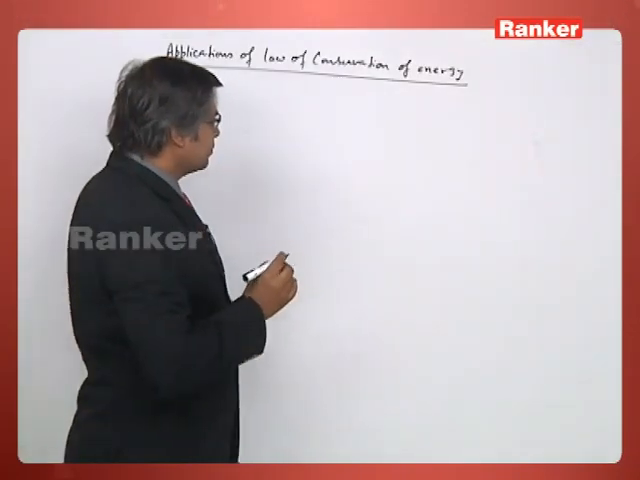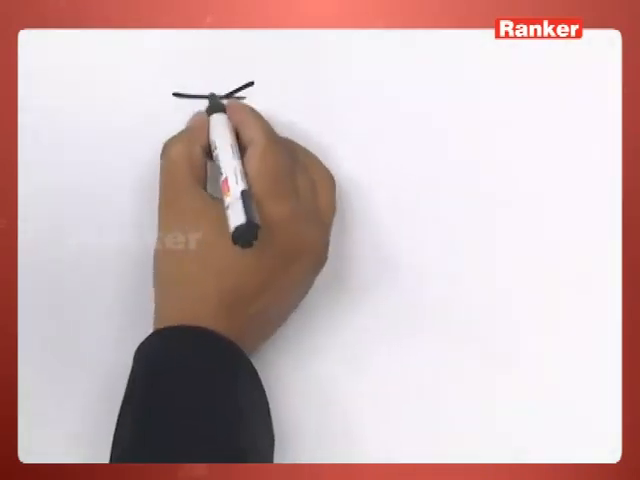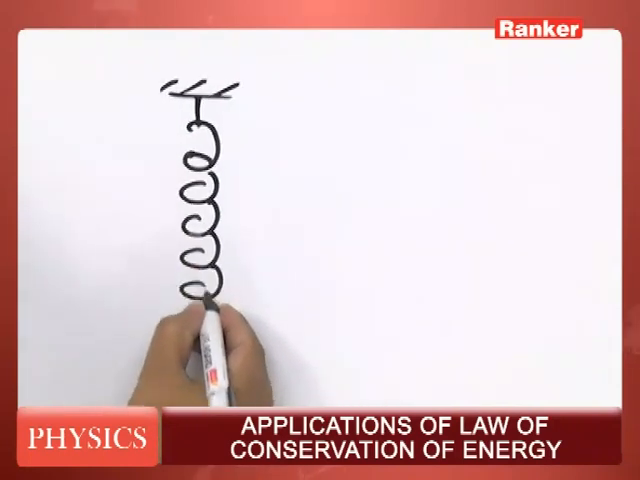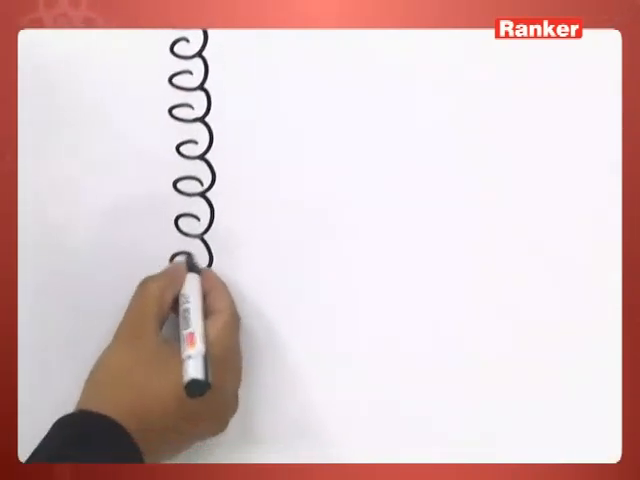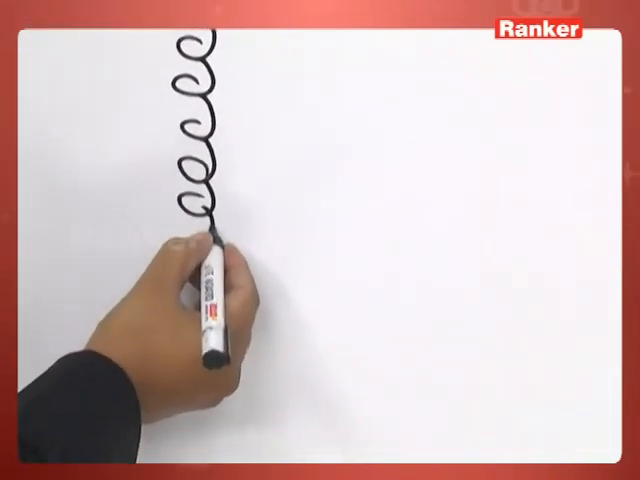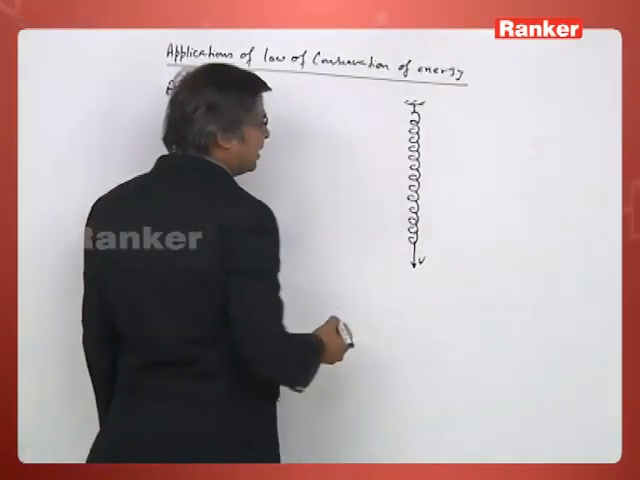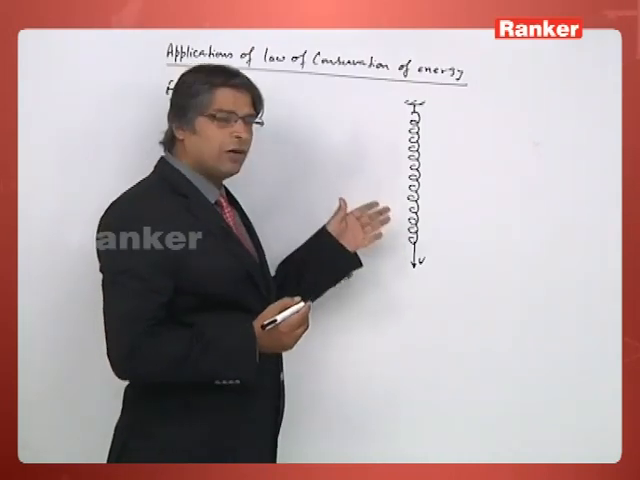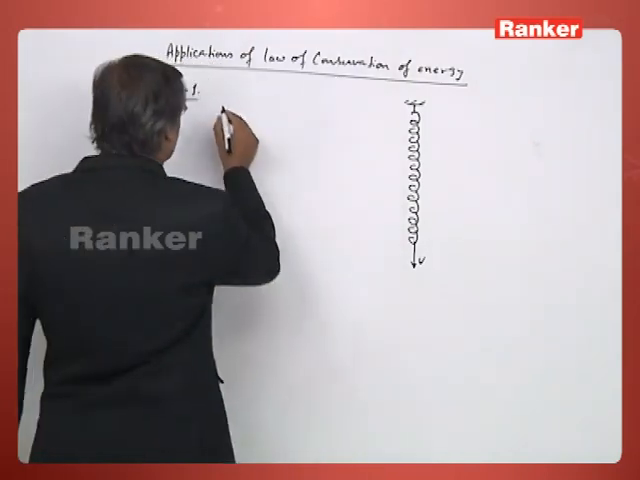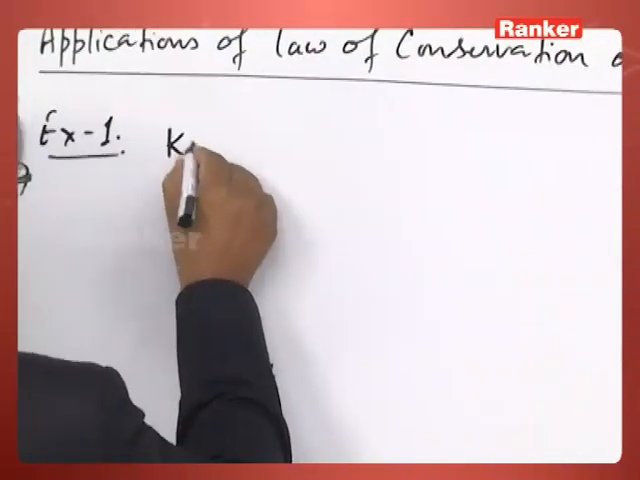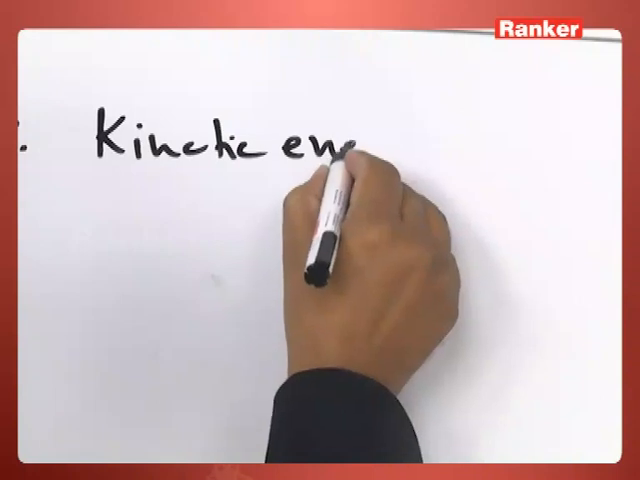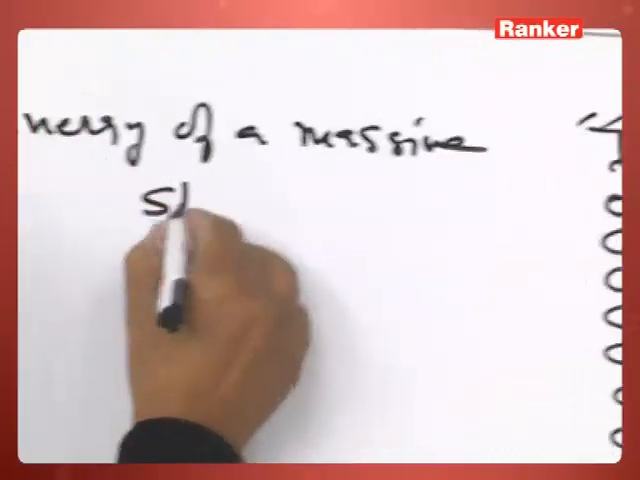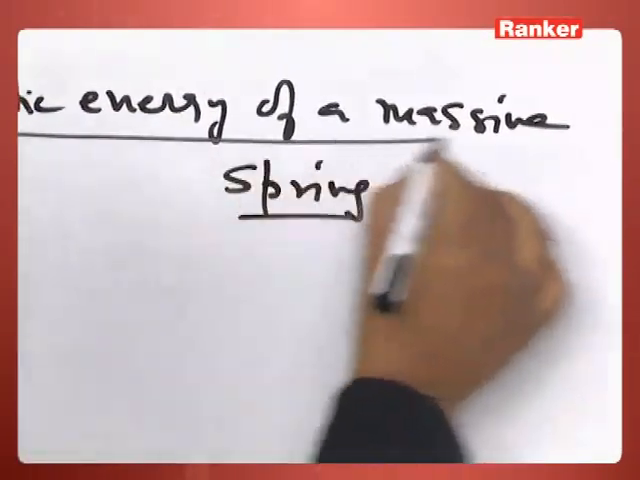I have a spring. Its initial length is something, and it is stretched with a constant velocity v. Now I have to calculate the kinetic energy of this spring. This spring has a mass. So the kinetic energy of a massive spring is what we want to calculate.